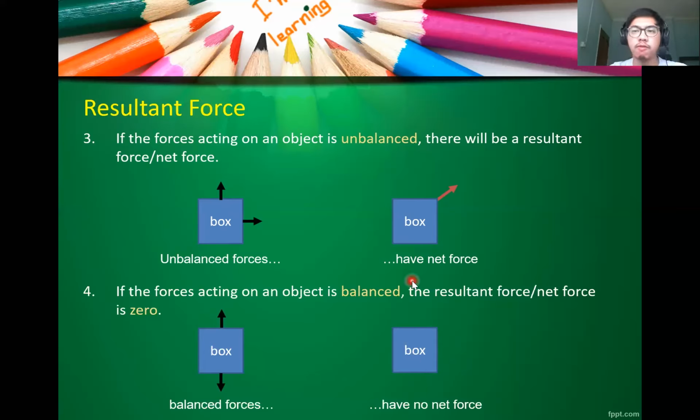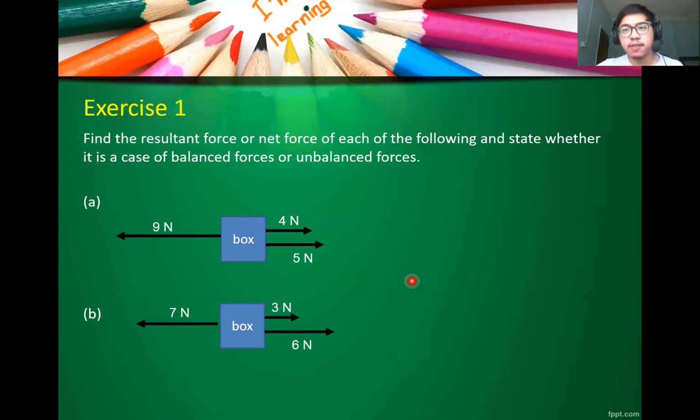So when it comes to forces acting together, you can have them unbalanced. If you have an unbalanced force, that will produce a resultant force. If the forces acting on the object are balanced, then there is no net force, or the forces cancel out each other. There's no resultant force. So let's do this exercise very quickly to see what I mean.